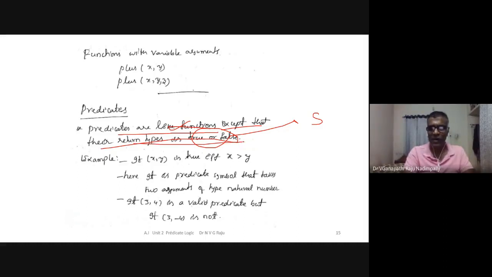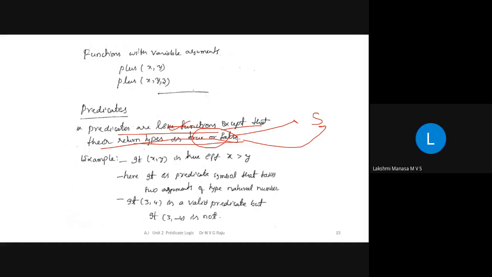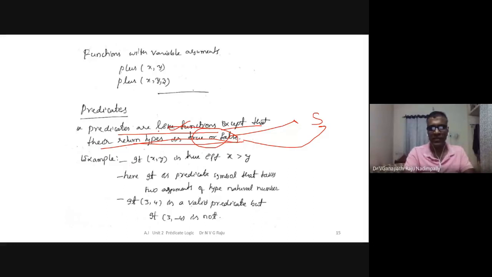Now can I call it equivalent to propositional logic, as a sentence? Yes or no? Yes, sir. You can. Just now I told you that they are like functions. Please, they are like functions.